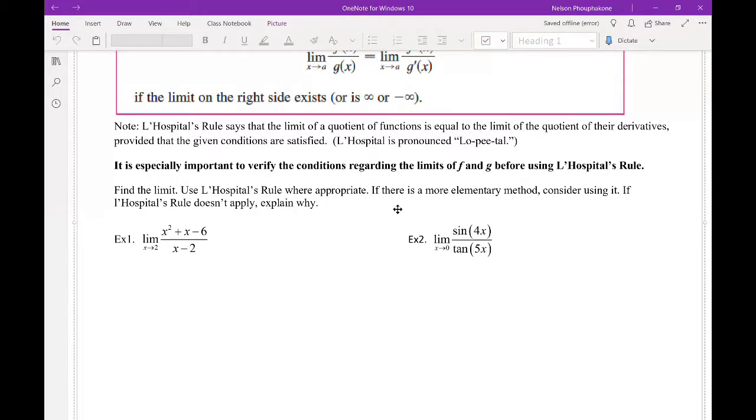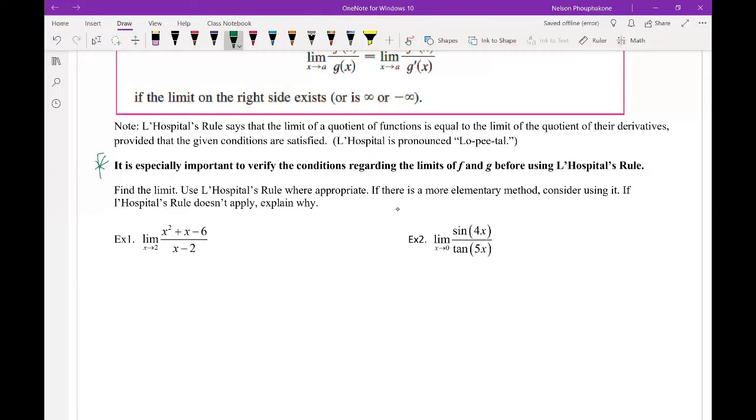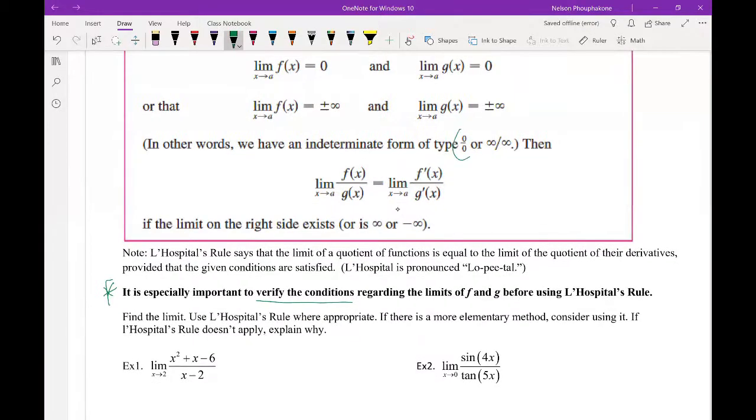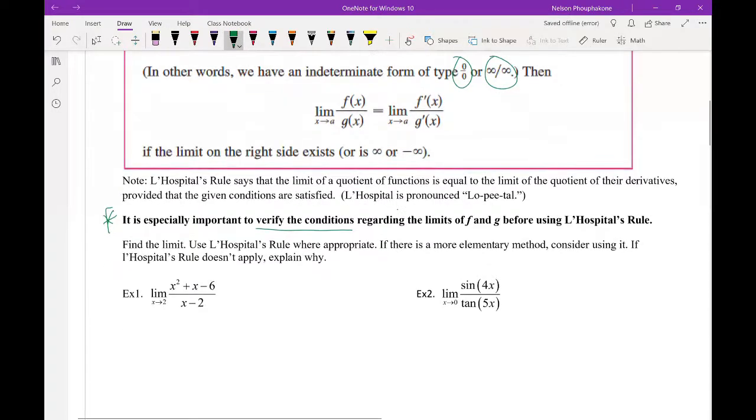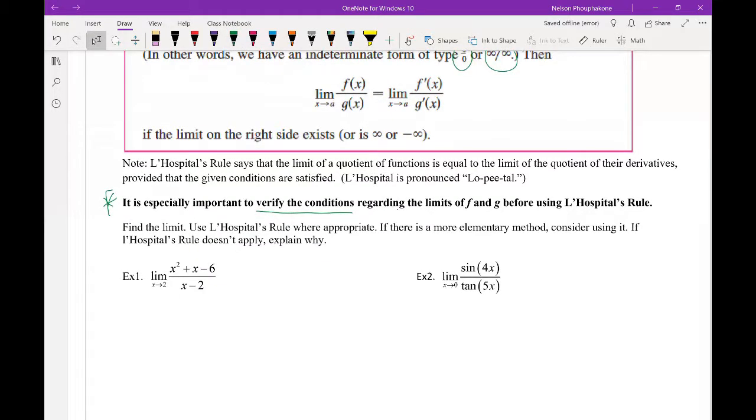Now here is something really important. Whenever you want to use the L'Hopital rule, make sure that you always verify the conditions. The condition is here, the indeterminate form. So let's try to find the limits using the L'Hopital rule. If there is a more elementary method, consider using it. If the L'Hopital rule doesn't apply, explain why. Okay, so let's try this.